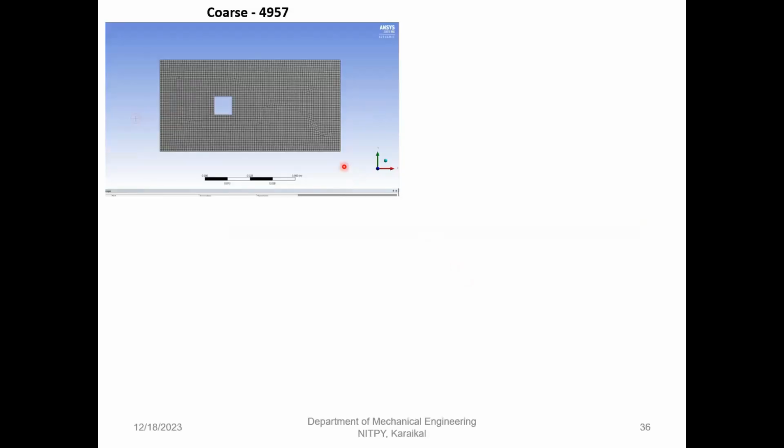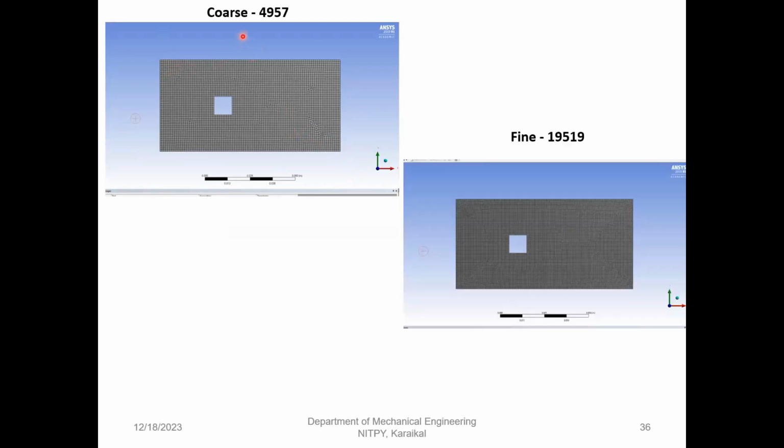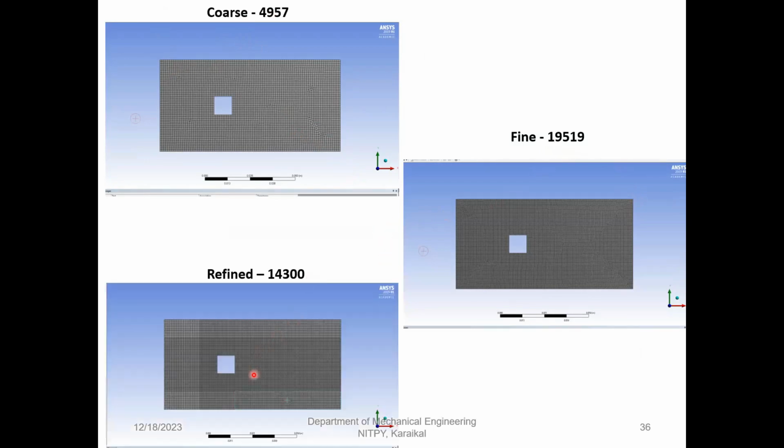So this was my first mesh with the 1 mm. The cell count was 4,957. When I reduced the mesh size to 0.5 mm, I got around 19,000 cells. But when I took the control, I got around 15,000 cells. So that means I have reduced the cell count by 5,000.